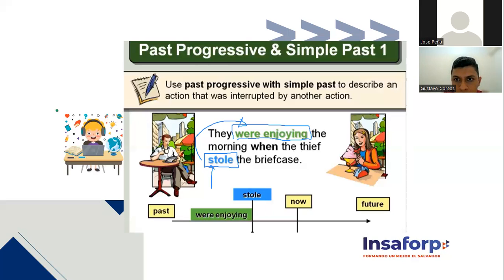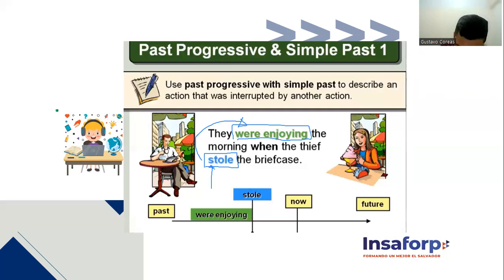Any example about I was, or they were, she was, I was having a great time when this happened. You and I were having classes last week, let's say, when the electricity went off, for example. So what can you tell me about it? Any example that comes to your mind?